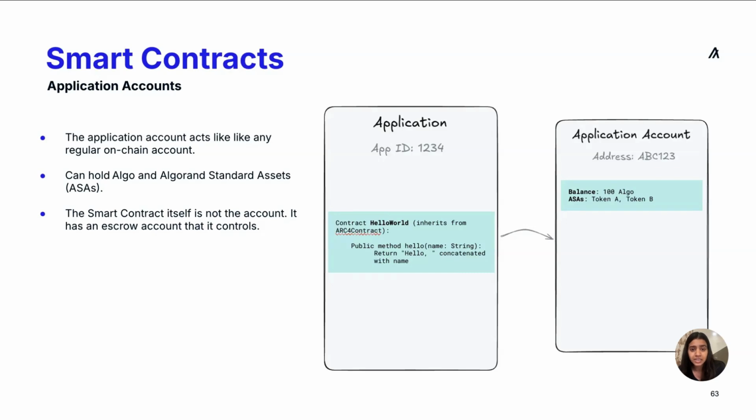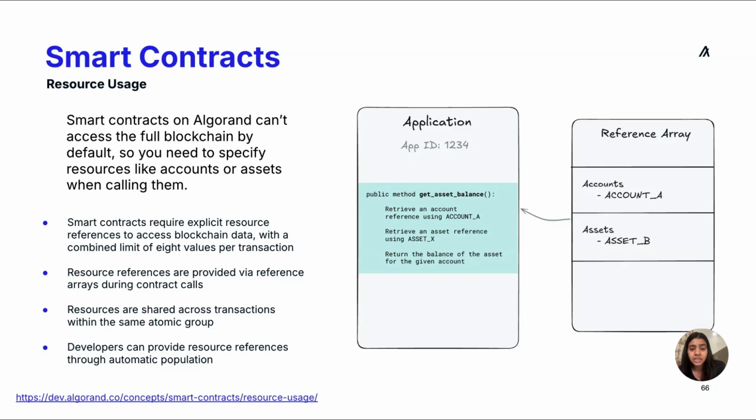Just remember, and this is important, the smart contract itself isn't the account. They are separate things. The smart contract is the program with your logic, and the account is like a wallet that belongs to the program. Now, let's talk about something that's really important for keeping Algorand fast and efficient.